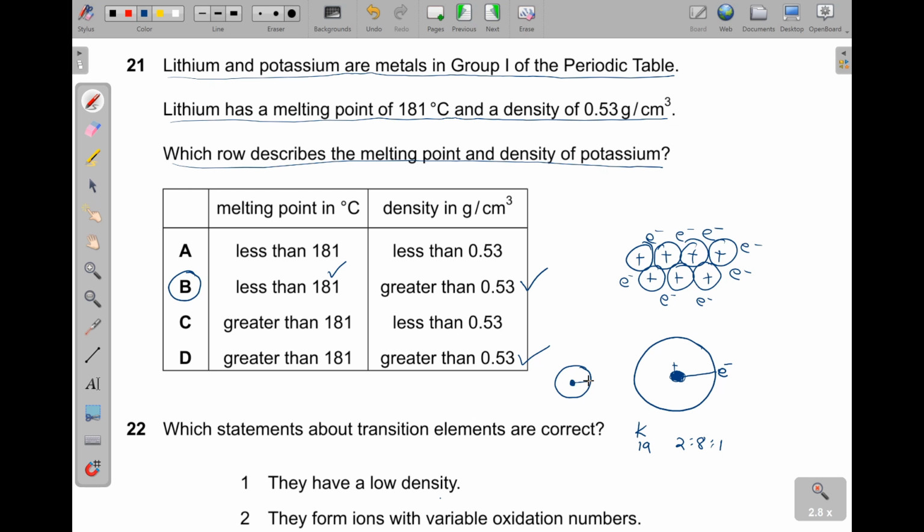So there is a very strong attraction between the electron and the nucleus in lithium compared to potassium. So here you expect the melting point to be bigger because of the stronger attraction compared to this one here. So that's why the melting point of potassium is less than that of lithium.